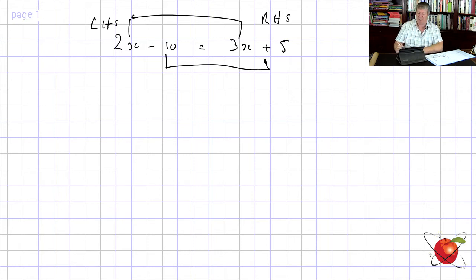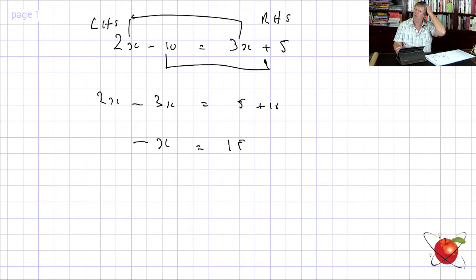Let's just quickly recap one or two. What am I going to do here? I'm going to say that is 2x minus 3x equal to 5 plus 10. 2x minus 3x is minus 1x, which is equal to 15. I don't want minus x, we want plus x. So what do we do? We multiply through by minus 1. Therefore, x is equal to minus 15.